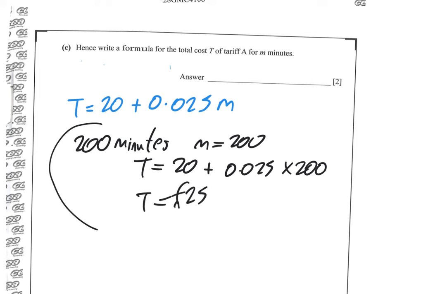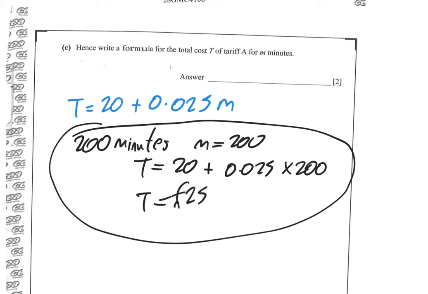Okay, we don't need any of this. They just want you to write down the bit in blue. So the bit in blue is the answer. I'll follow it in my answer line. I'm just going to write it the other way. 0.025 M, and then plus 20, and that's going to be in pounds.